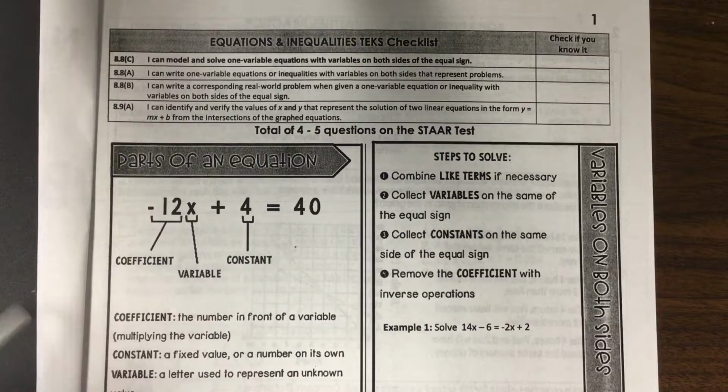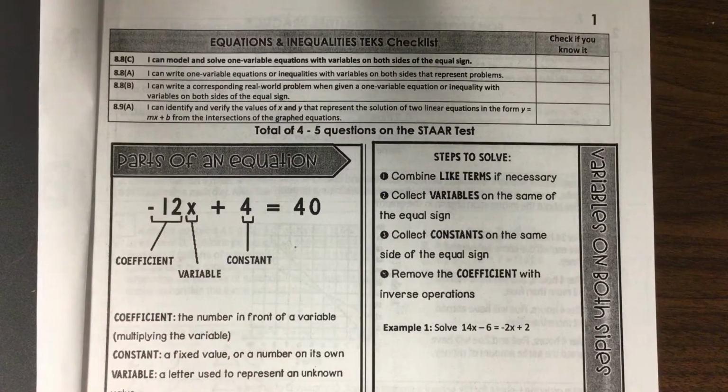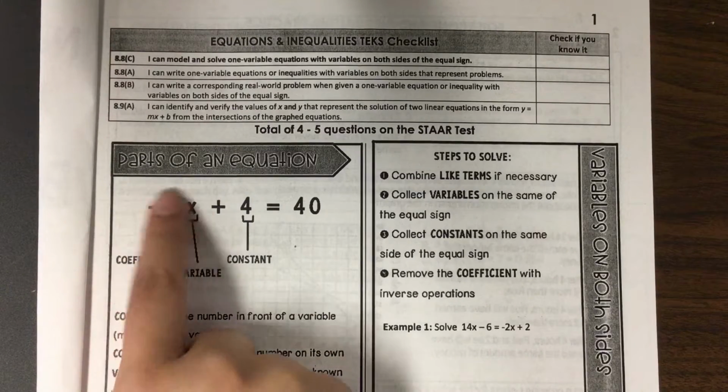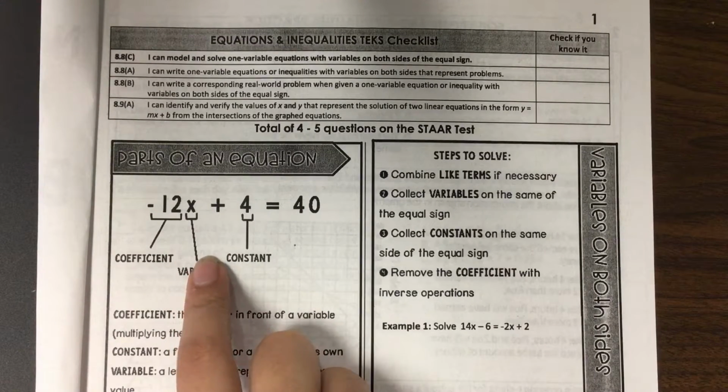We have our coefficient, which right here is the number in the front of the variable or multiplying the variable. So the coefficient right here is the one that's going to be attached to x. In this case, the coefficient is negative 12. The variable is the letter used to represent an unknown value. So here our variable is x.